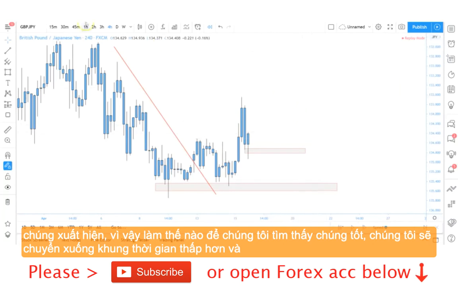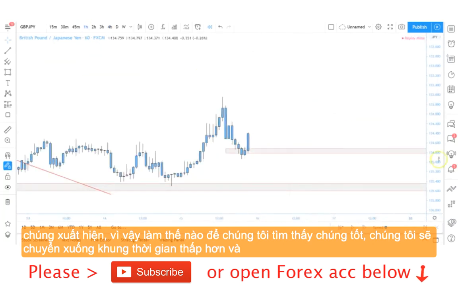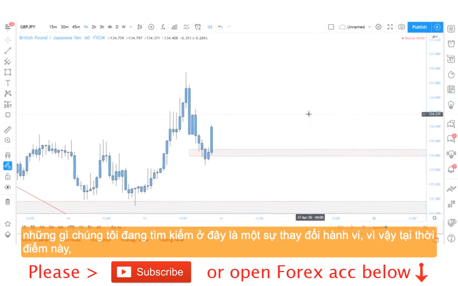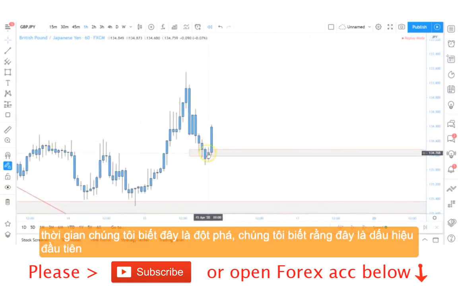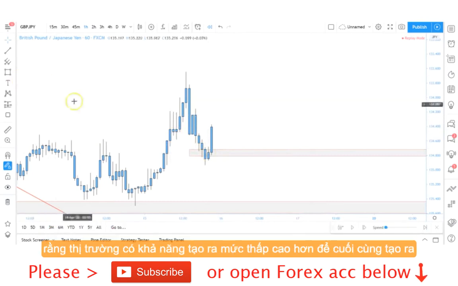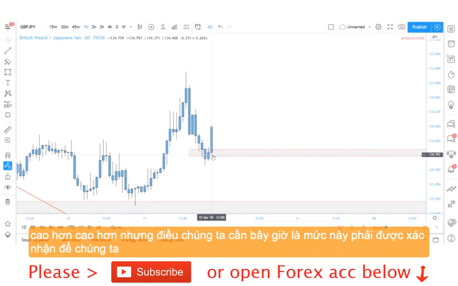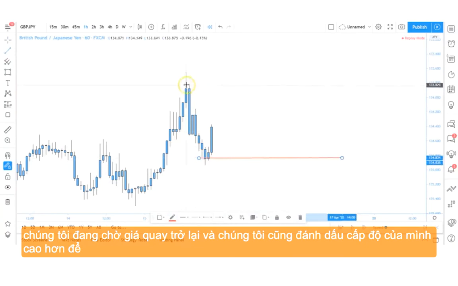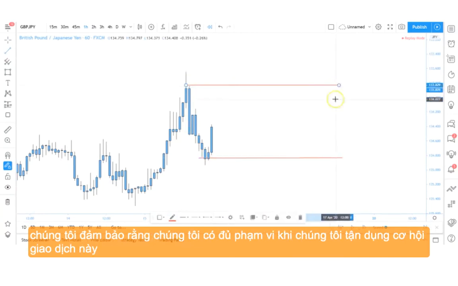So how do we find them? Well, we'll go down to our lower time frame, and what we're looking for here is a behavioral change. So at this moment in time, we know this is the breakout. We know that this is the first indication that the market is potentially making a higher low to then eventually make a higher high. But what we need now is this level to be confirmed so that we can look for those trading opportunities, because this is not yet confirmed. So we're waiting for price to come back, and we mark our level high as well so that we make sure that we have enough range when we take this trading opportunity.